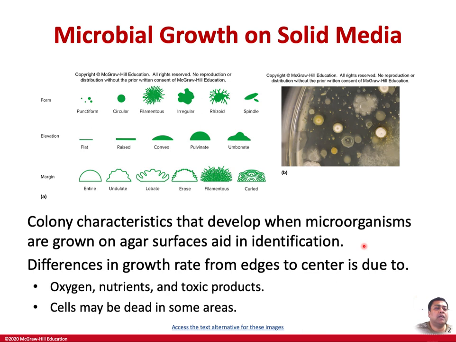Now we are looking at the microbial growth on the solid media, and there are colony characteristics that we can note. When we grow these, they can be noted to look at all these different types. What we are looking at are the form, then the elevation, then the margin. These help in identifying the microorganism by type. The differences in the growth rate from the edges to the center are due to oxygen, nutrients, toxic products, and cells may be dead in some areas as well.